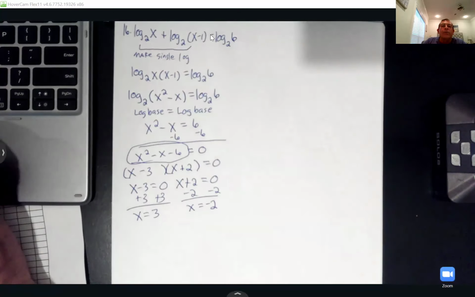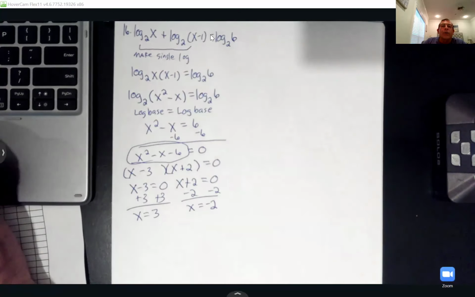I'm going to go to y equals, because y'all got calculators. I'm going to go to my calculator, go to y equals, and I'm actually going to plot that: x squared minus x minus 6.